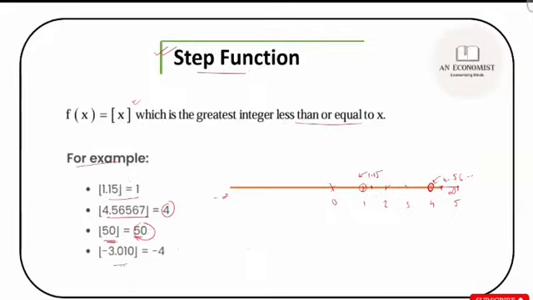Similar thing will happen if you take negative values. So this is minus 1, minus 2, minus 3, minus 4, right? So you have minus 3 point something, so it's here. What is the immediate left integer? Minus 4, right? You have the value here. Immediate left integer is minus 4, so box value is minus 4.